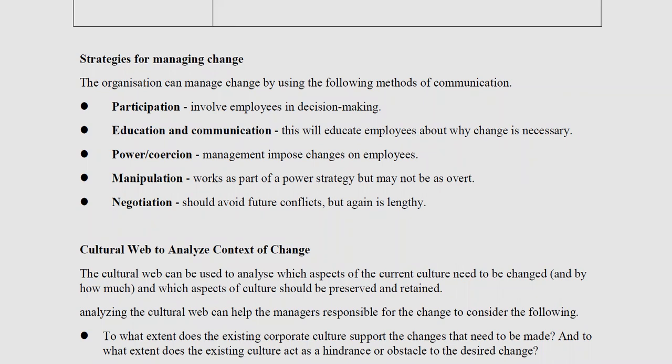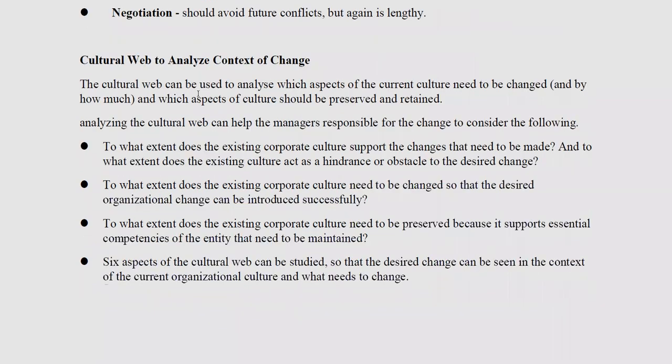Okay, so how do you use the culture web to analyze the context of change? The culture web can be used to analyze which aspects of the current culture need to be changed and by how much, and which aspects of the culture should be preserved and retained. So analyzing the culture web can help managers responsible for the change to consider the following.